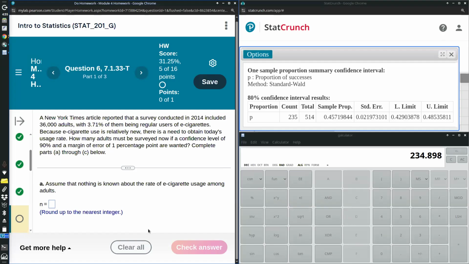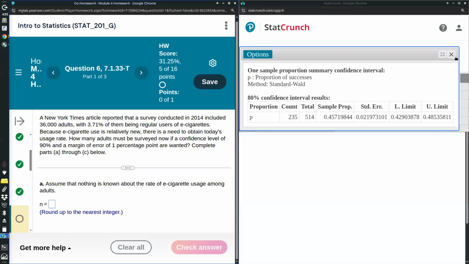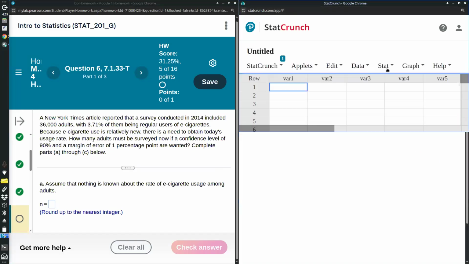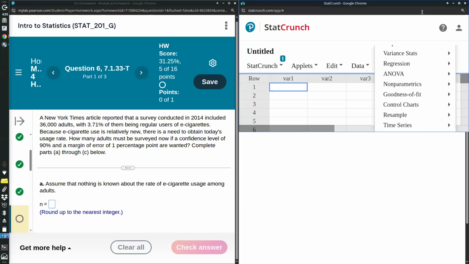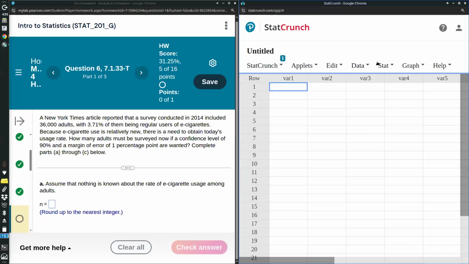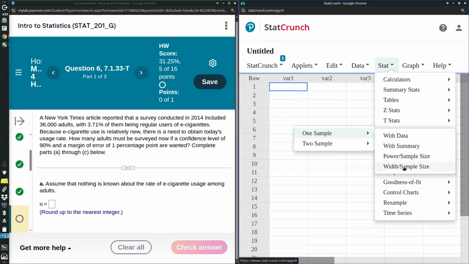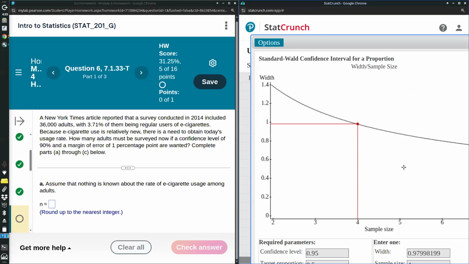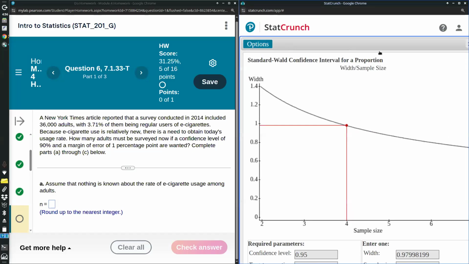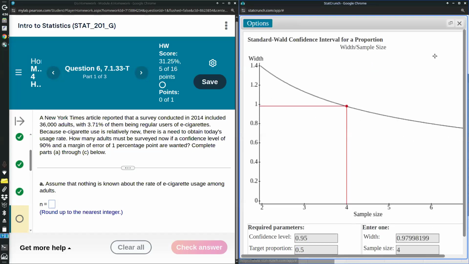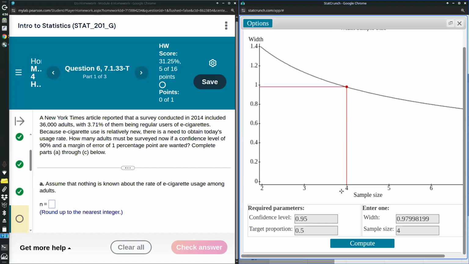Okay, this one is interesting. This one we're actually going to be using a different feature on StatCrunch. So let's see if I can remember how to do it. So for this one, we're going to go to Stat. Let me make it the whole half. Stat, Proportion stats, one sample. And then I think we do with sample size here. Okay. So we need to fill in these parameters, and let me fit that to the screen there so we can see everything.